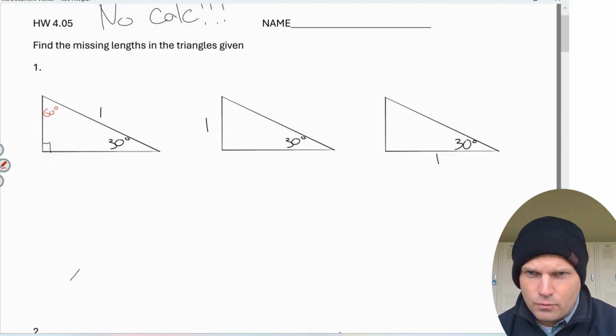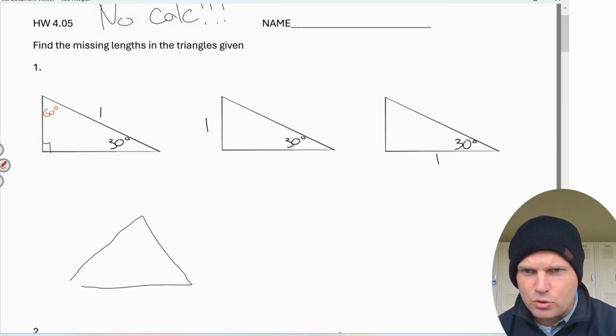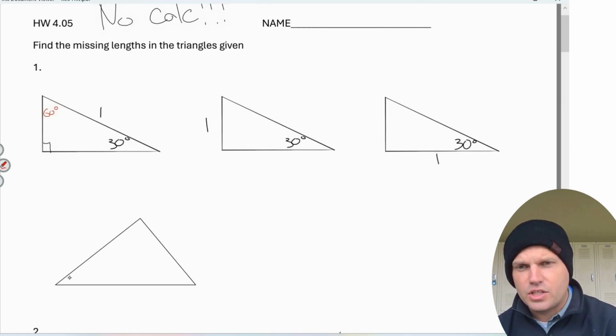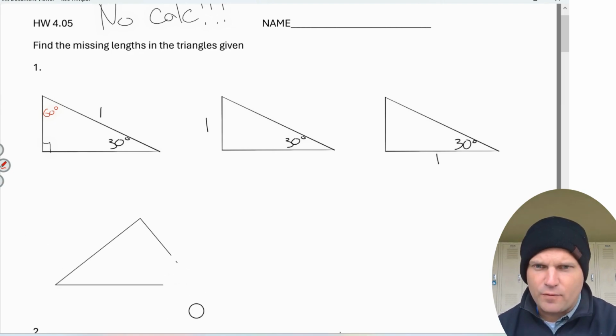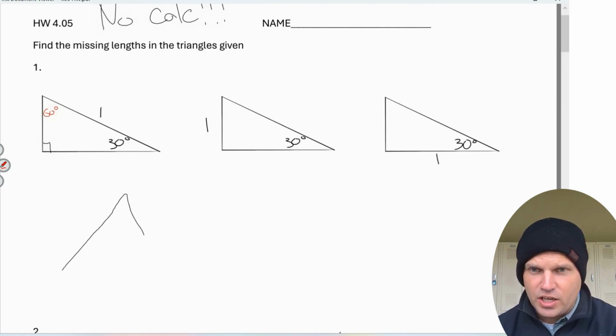And the reason why is because it's very easy to show the side lengths of a 30, 60, 90 and a 45, 45, 90. It's very easy to prove the relationships of them. And therefore, it becomes very easy to scale.